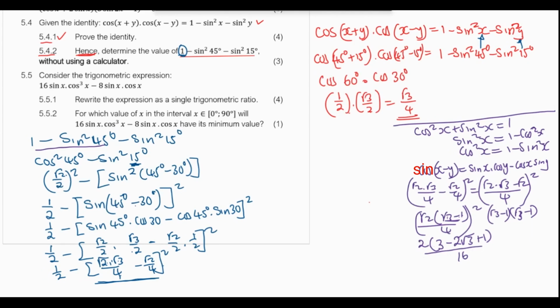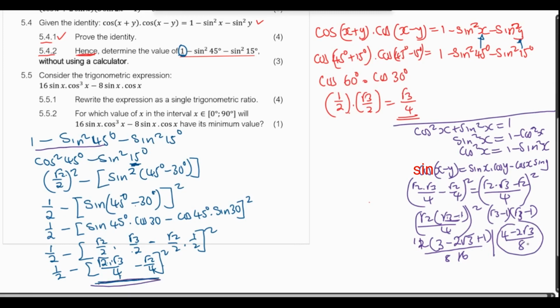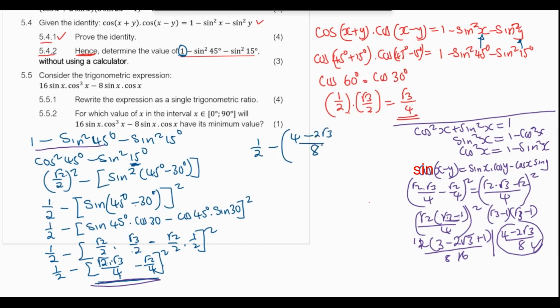And then 2 into 2, 1, 2 into 16, 8. And then in the bracket 3 plus 1 is 4. So we have 4 minus 2 root 3 over 8. We're going to replace this whole thing with this. Okay, let's just do that. So it's going to be 1 over 2 minus 4 minus 2 root 3 over 8.